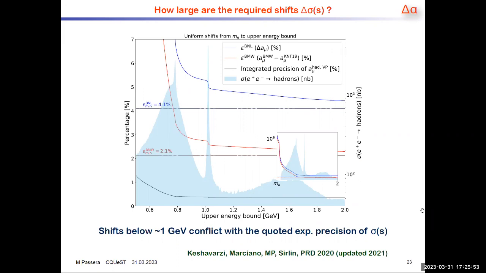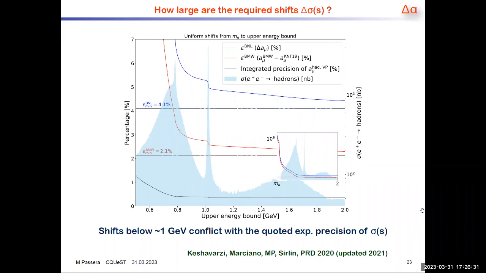Well, the percentage is shown in this plot here, which shows the percentage shift of the hadronic cross-section when integrated in a range starting from threshold up to the value that you see here. For example, 1 GeV. If I integrate the cross-section from 0 to 1 GeV, I need to change the cross-section by roughly 5%. Is 5% a lot? Yes, it's really a lot. To give you an idea, this is in the same range as the integrated uncertainty of the hadronic cross-section. So we are talking about big changes.